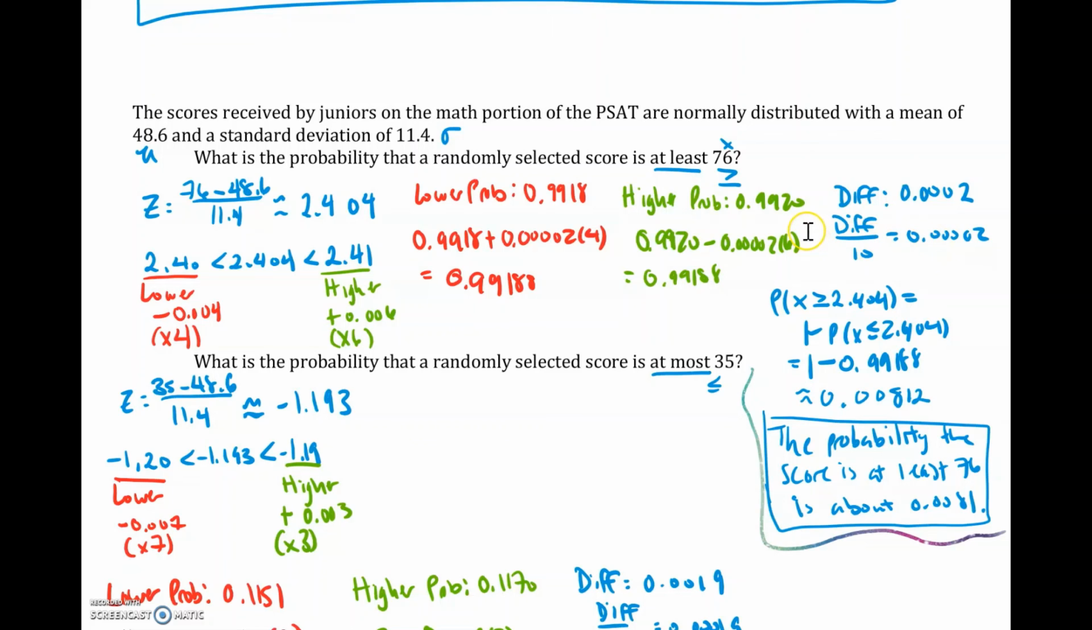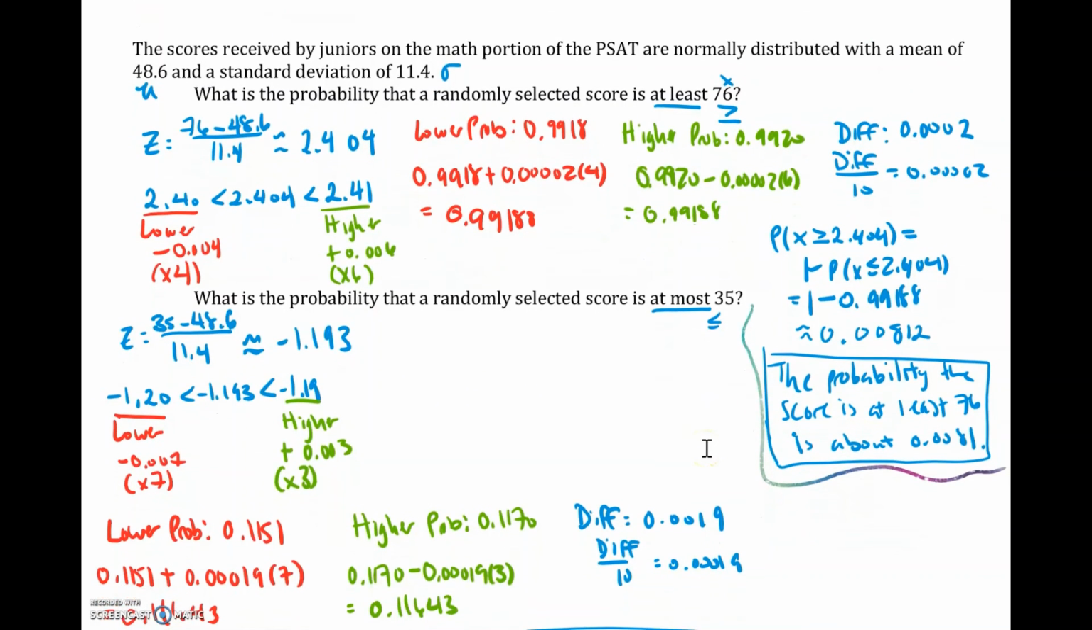Now, if you looked at the problem, we're doing at least. So this is kind of a combination of all those little things we had to watch out for. So not only do we have to figure out that approximation, which we got as 0.99188, now we have to do 1 minus that because we want to go to the right. We want to go greater than or equal to 76. So we want to subtract that from 1 to get our final answer of 0.0081 approximately.